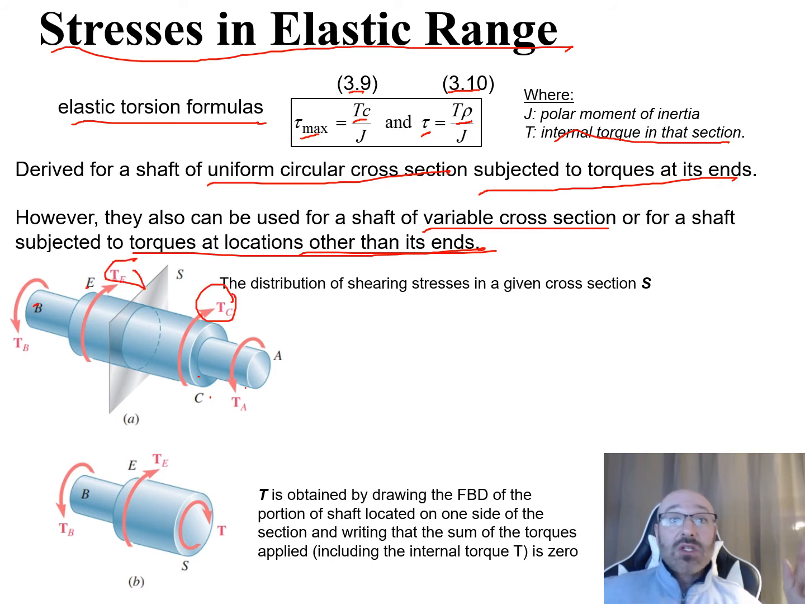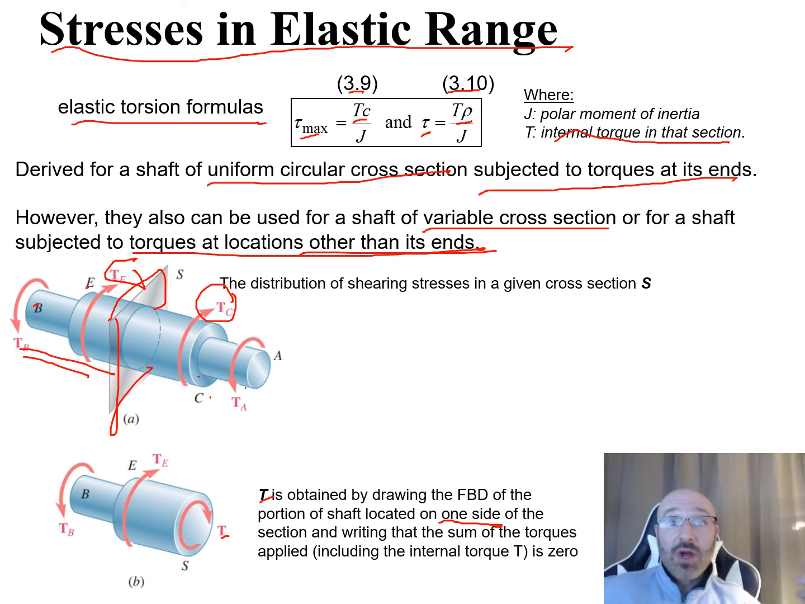So then what we can do is, if we take this section right here at S, cut that in half, and look at just this half from B to S, we can draw out our free body diagram. So we can obtain this internal torque T on the end by drawing out our free body diagram of the portion of the shaft located on just one side. So we're dealing with this left side from B to S of the section.